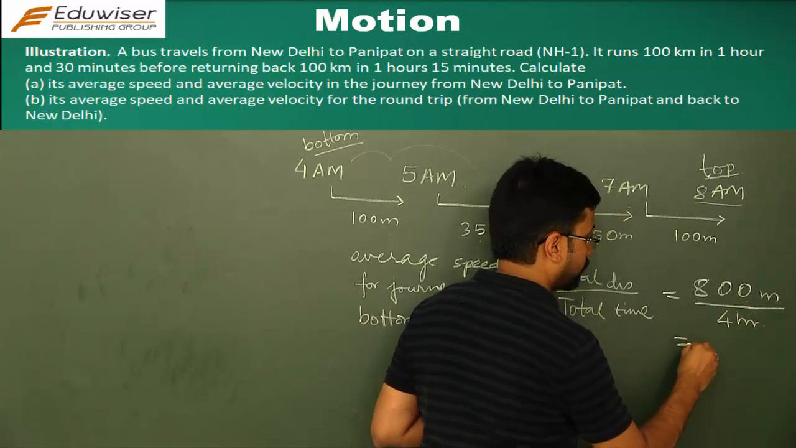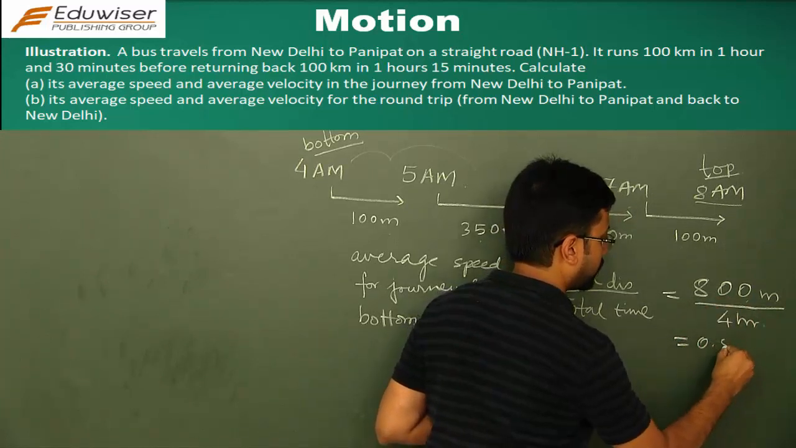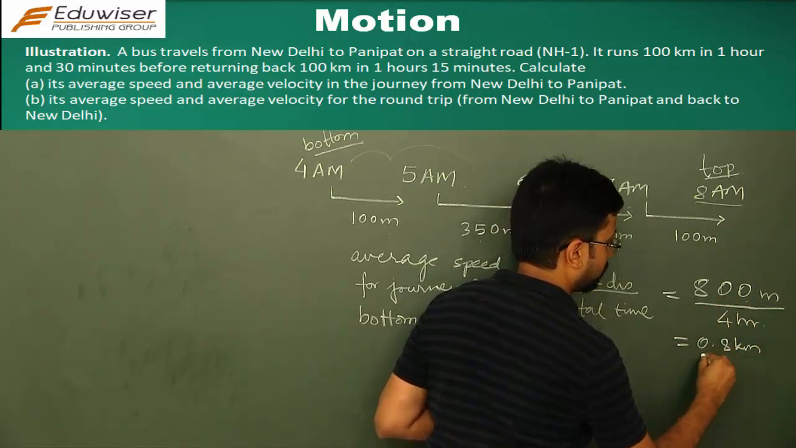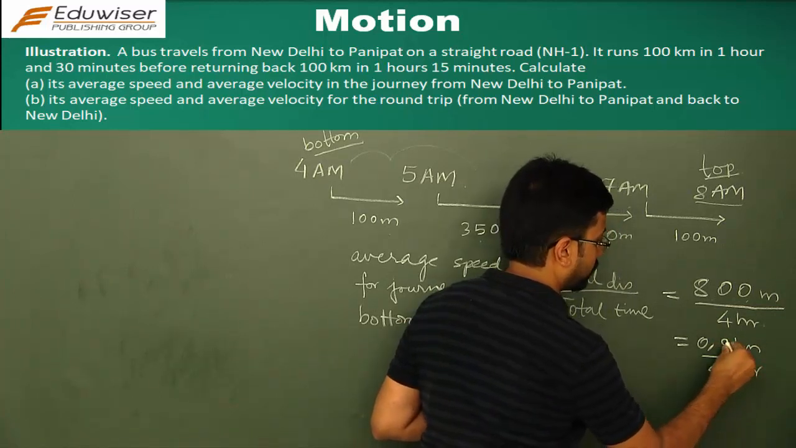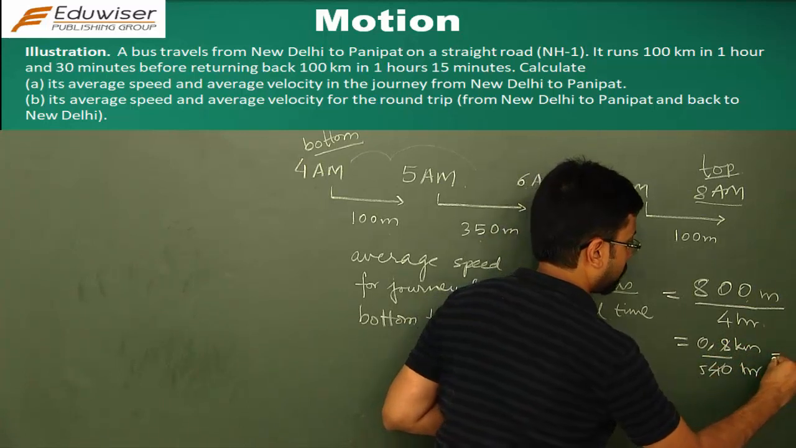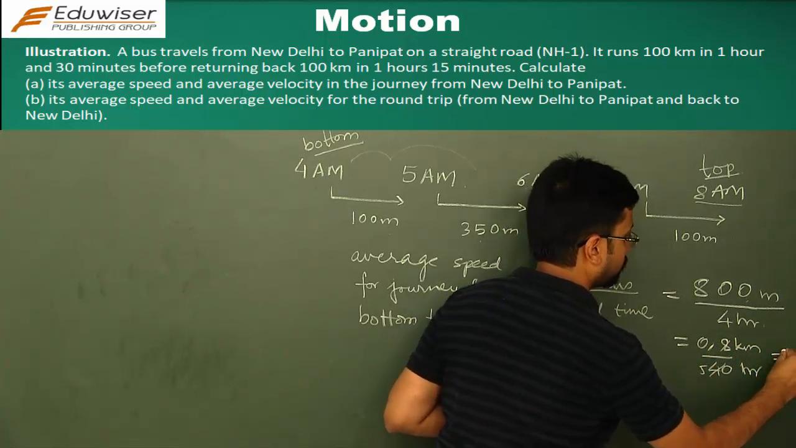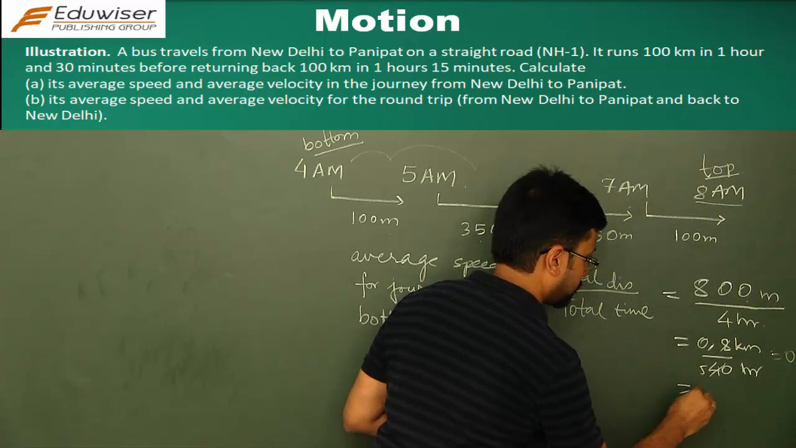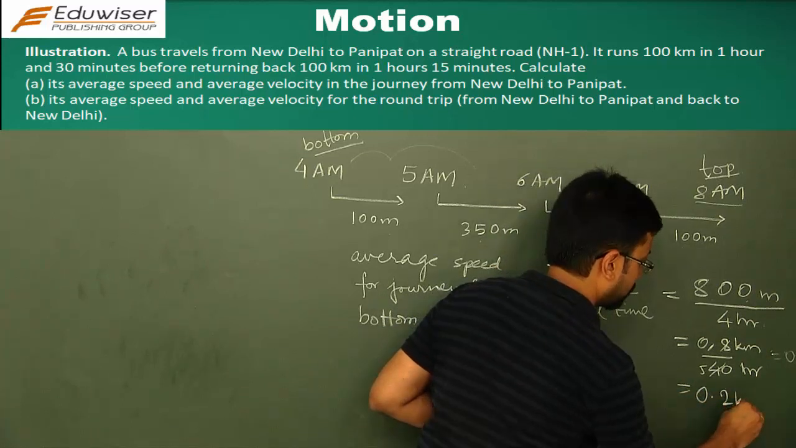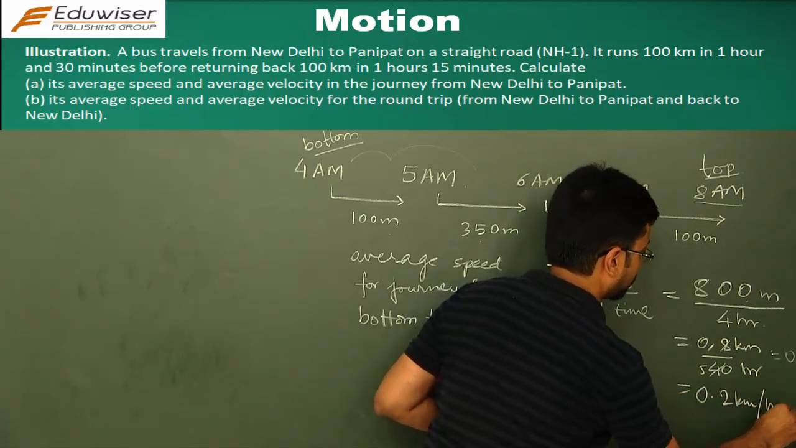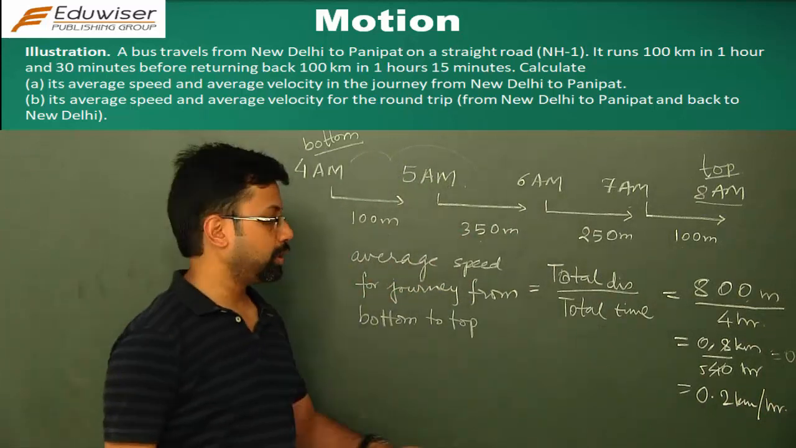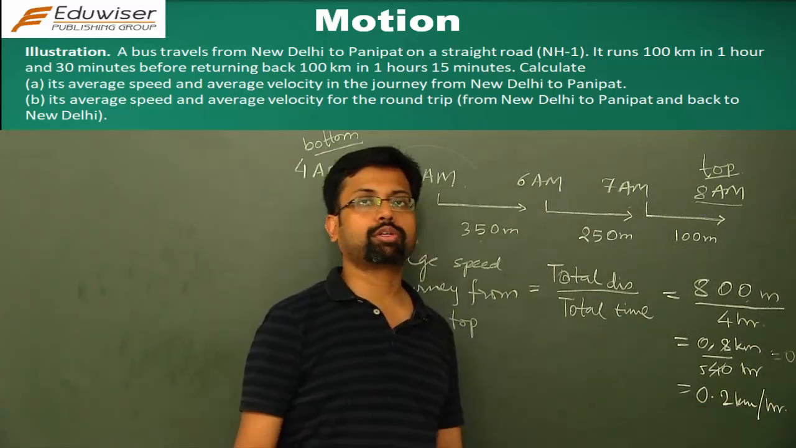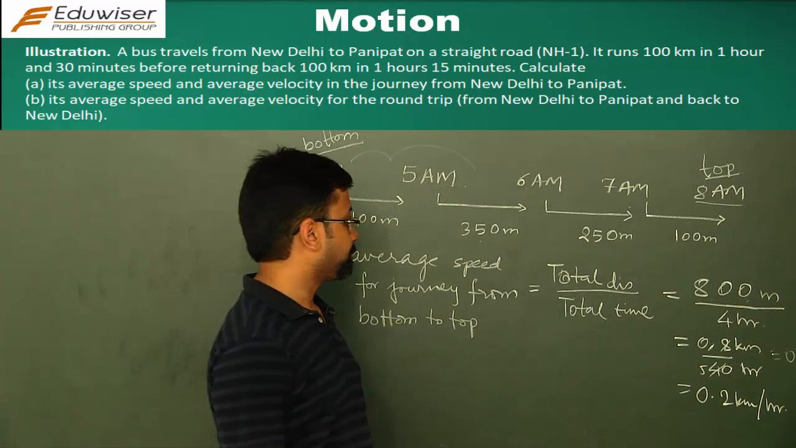So you can convert it into kilometers. So it's 0.8 kilometers by 4 hours. So it will be what? 0.2. If you want me to write it here, it will be 0.2 kilometers per hour. So his average speed is going to be 0.2 kilometers per hour.